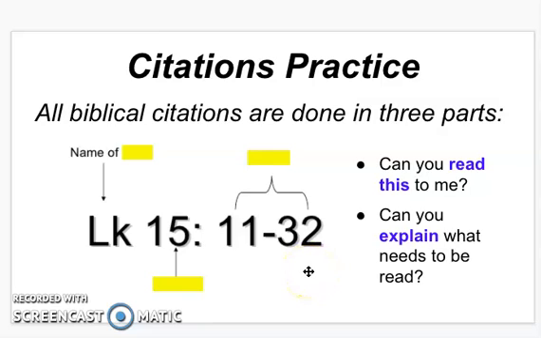Here's another sample citation. The book is Luke, the chapter is 15, and the verses to read are verses 11 through 32. In a case such as this one, the last verse number is inclusive. You read until you get to the end of verse 32, stopping at the beginning of the next one. So in this case, you would stop at the little number verse 33.